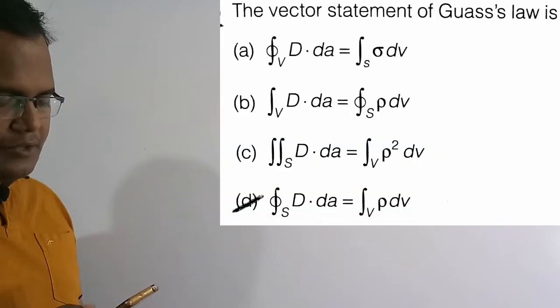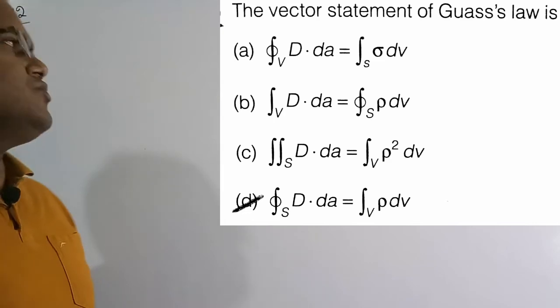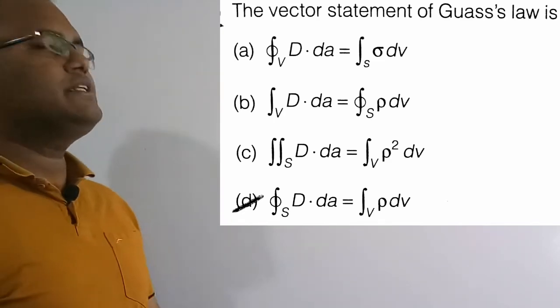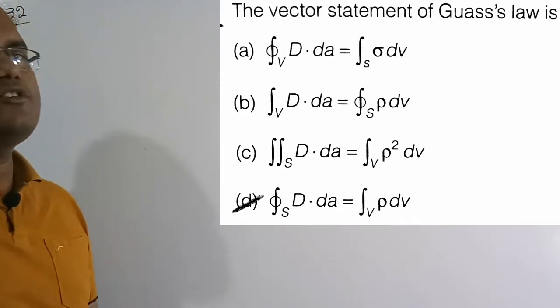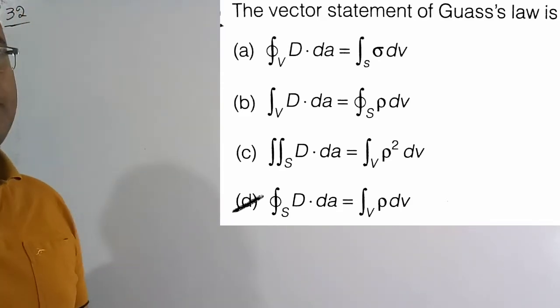Now we are going to solve the 32nd question. See the question here. The vector statement of the Gauss law is... Now we have to find what is the vector statement of the Gauss law. Out of these four options, option D is the correct solution of this question. So let's solve this numerical.